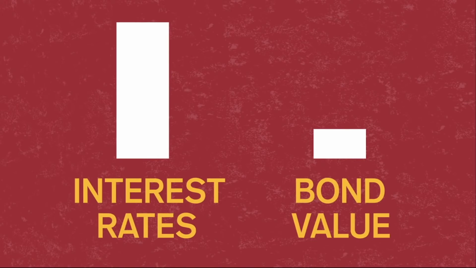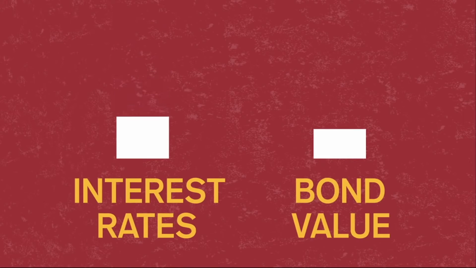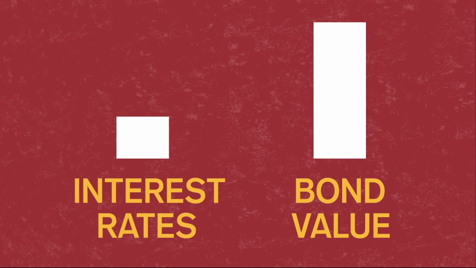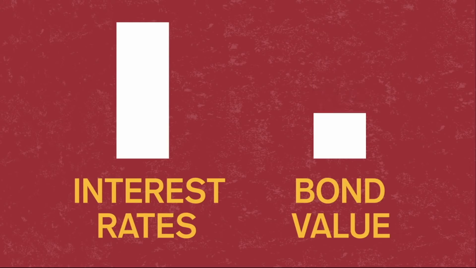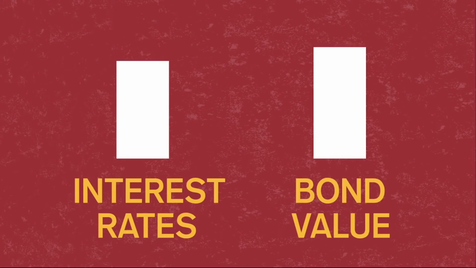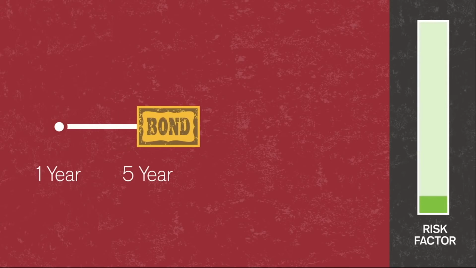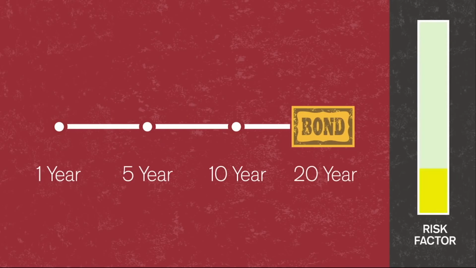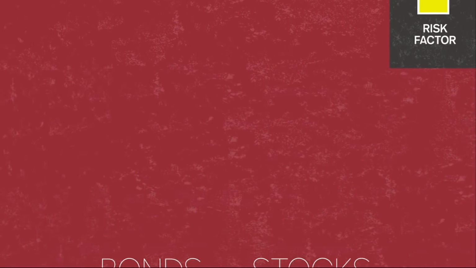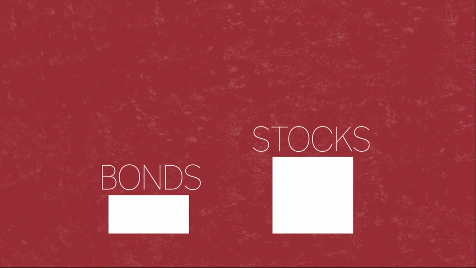If interest rates go down after you buy a bond, its value goes up. If interest rates go up, then your bond value will go down. How much the value goes up or down with a change in the interest rate depends on how long the bond is. The longer the bond, the more risk, as the more the value will go up or down with interest rate changes. However, in general, bonds are less risky than stocks.